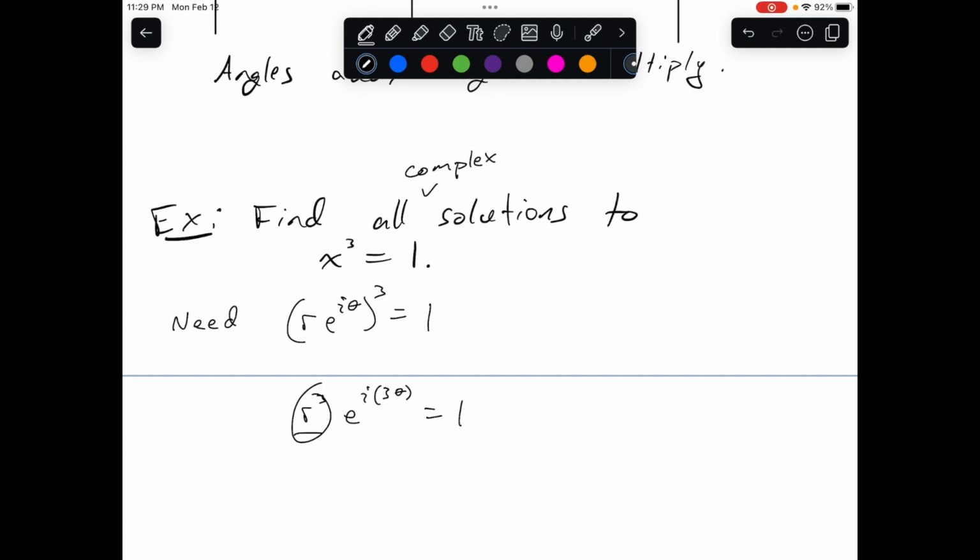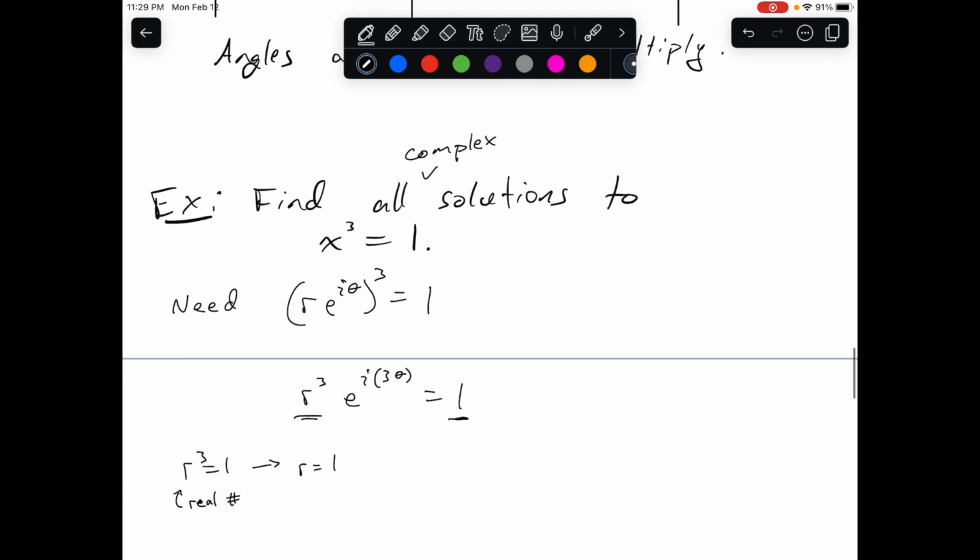R cubed, that's your distance from the origin, right? So this is the magnitude. And how far is the number 1 away from the origin? It's just 1 away. So that tells us that r cubed has to equal 1. And this is a real number. Like I said earlier, there's only one real number such that that real number cubed is equal to 1. And so our magnitude has to be 1.